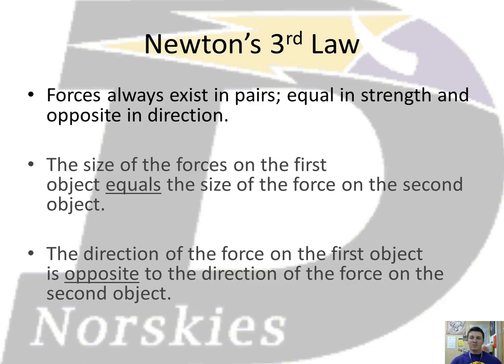So what is the technical definition here? Newton's third law of motion states that forces are always going to act in pairs that are equal in strength and opposite in direction. So this means that the size of the force on the first object equals the size of the force acting on the second object. It also means that the direction of the force on the first object is opposite to the direction of the force on the second object.